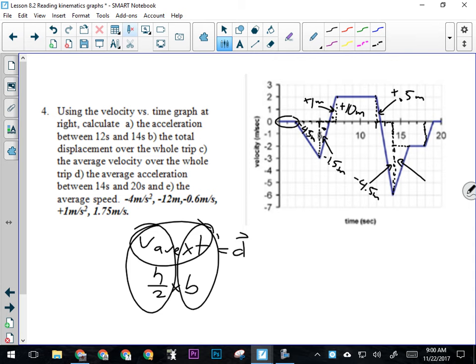Then I have this triangle here. Okay, this triangle only goes from -2 to -6, so it's got a height of -4. Okay, and it's 2 seconds long, so -4 times 2 is 8, over 2 is negative 4 meters. Okay, then I have this rectangle here that's 1, 2, 3, 4 seconds and negative 2 meters per second high. So this is going to be negative 8 meters. And then I have this triangle here that's negative 2 high and 1 long. So negative 2 times 1 is negative 2 divided by 2. All right, so now I've got all the areas calculated.